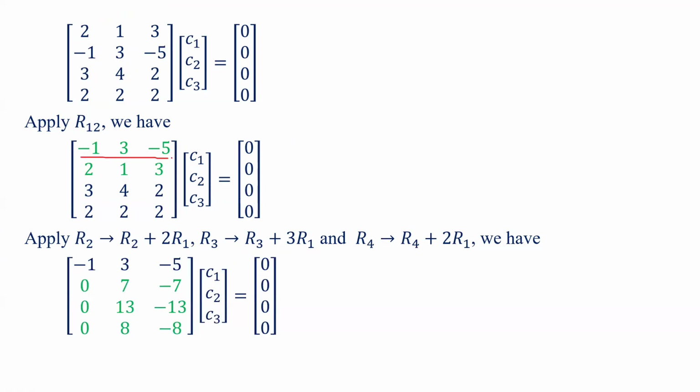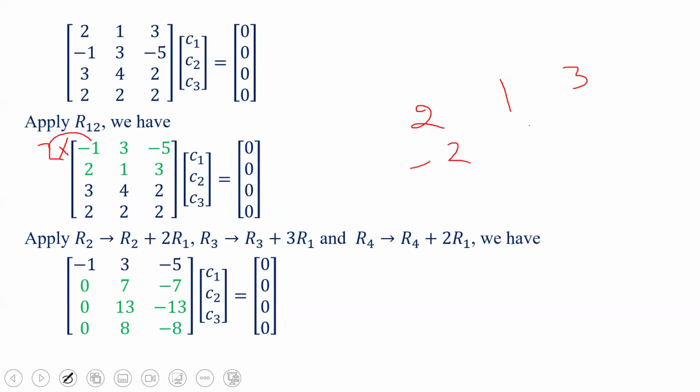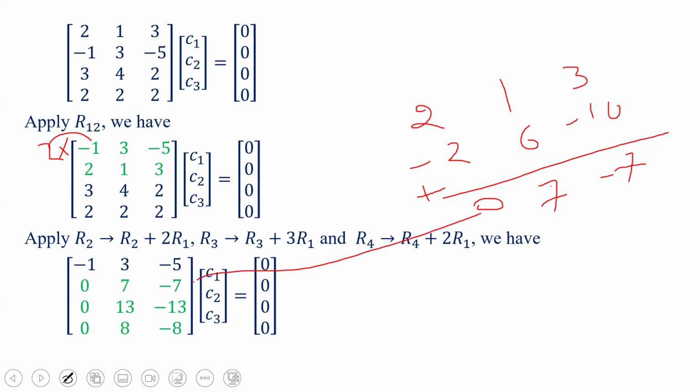If we apply this operation, there is no change in the first row. It is as it is. Now for the second row, we have to multiply the first row by 2 and add it to 2, 1, 3. 2 times minus 1 is minus 2, 2 times 3 is 6, 2 times minus 5 is minus 10. We have to add them. Therefore, 2 minus 2 is 0, 1 plus 6 is 7, 3 minus 10 is minus 7. So this is 0, 7, minus 7.